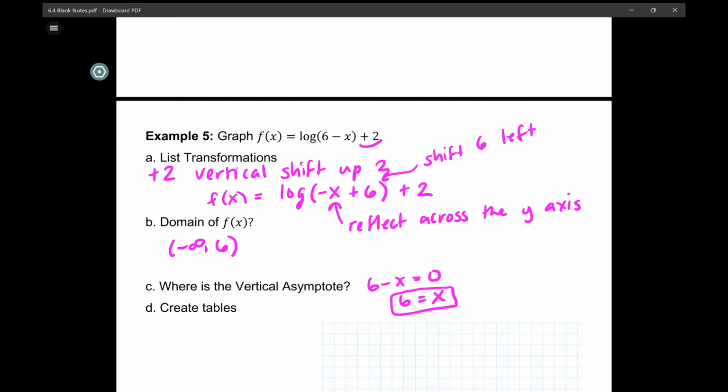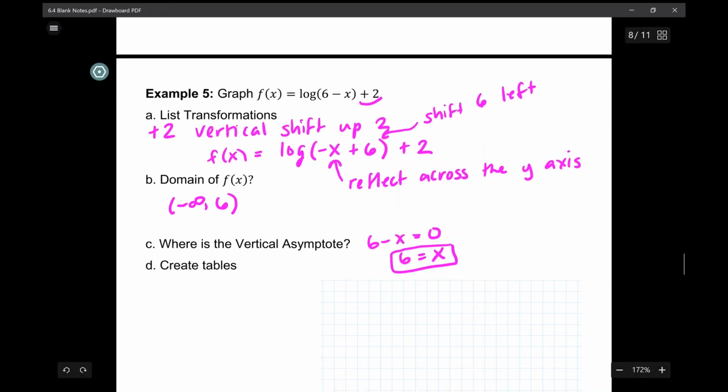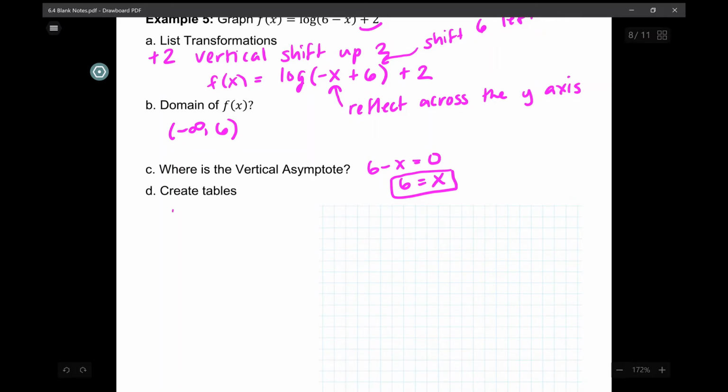And again, we could quickly test that. If we plugged in a value like 0, we get log of 6, which would be okay. If we plugged in a value of like 10, we get log of -4, which would not be okay. Kind of verify that in your head. And so let's create some tables and try and graph this guy.